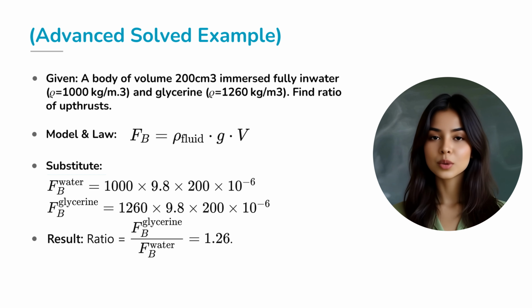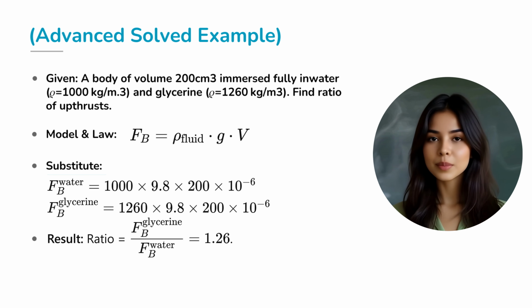Suppose a body has a volume of 200 cubic centimeters. We immerse it fully in water and then in glycerine. Water has density 1000 kilograms per cubic meter and glycerine has density 1260 kilograms per cubic meter. Step 1. Apply the formula F_B equals rho times g times V for water. F_B equals 1000 into 9.8 into 200 into 10 to the power minus 6. For glycerine, F_B equals 1260 into 9.8 into 200 into 10 to the power minus 6.